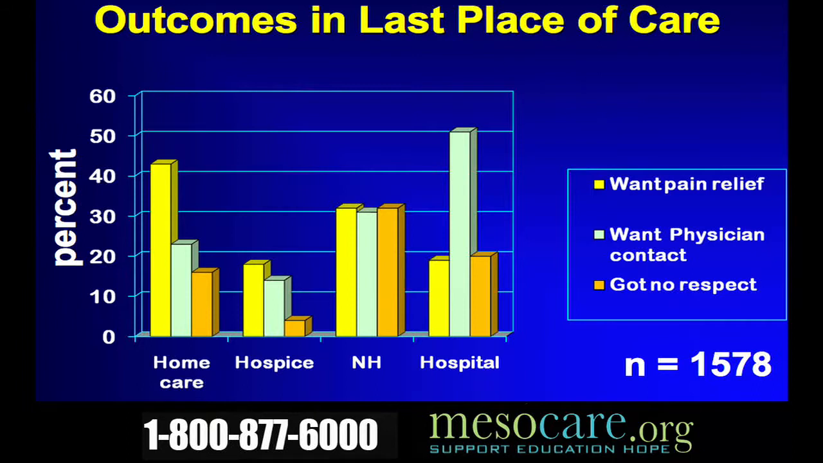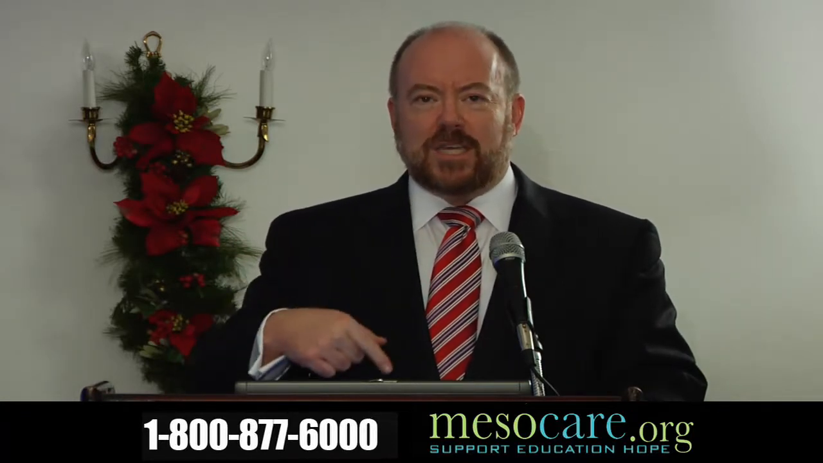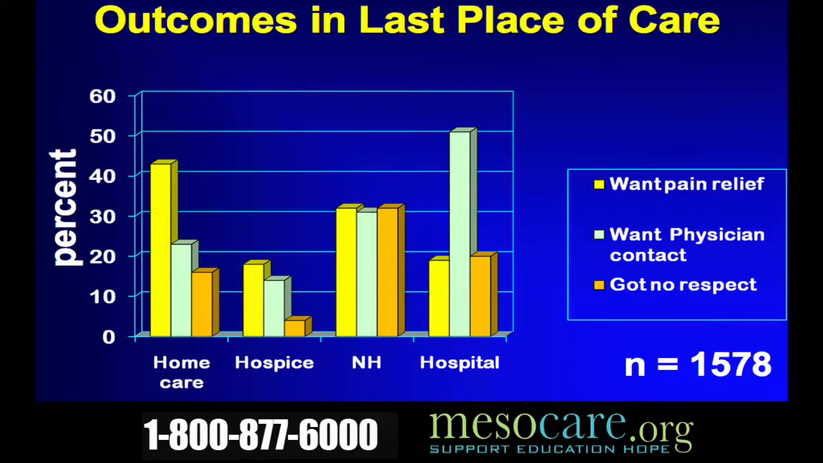Now, as you look at this data, one of the things that should strike you is here. Look at this hospital area. 50% of the family members said the patient wanted more physician contact. Well, if you were going to look for advice of where to find a doctor, wouldn't you say, well, you would go to the hospital? That's where doctors tend to be. So it is striking that patients in this environment felt like they needed more physician contact.